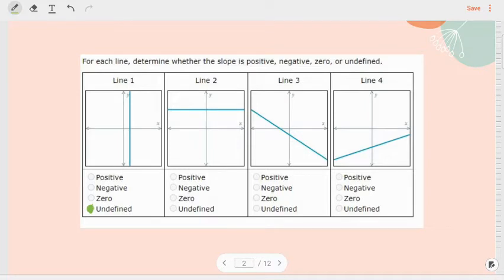Line number 2, you can see my line is flat, so it's in between a positive and a negative slope, so its slope is 0. This next graph, as I read it, remember you always go left to right. So this graph is going down, and if graphs go down, it's negative, and if graphs go up, it's positive. So this graph is negative. And line number 4, as I go left to right, meaning across the page like I would read a book, it's going up. Because it's going up, it is a positive slope.